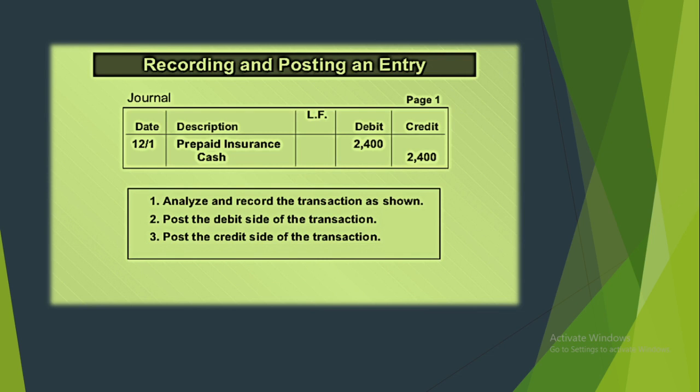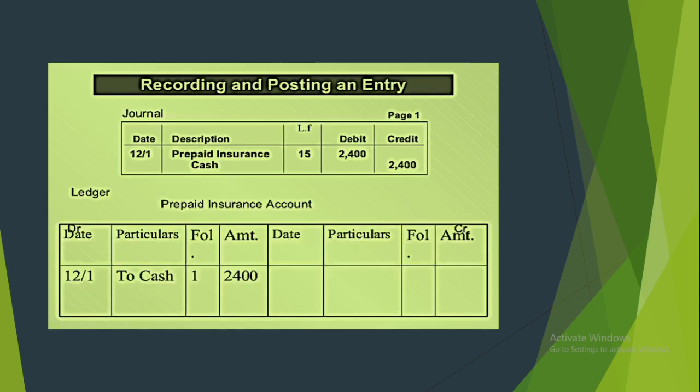Recording and posting of an entry. Like on 12th Jan, prepaid insurance account debited 2400 rupees, cash account credited 2400 rupees, and we have to follow these three steps. Again, here we have mentioned the journal entry, and on the basis of the journal entry we have opened the ledger account, that is the prepaid insurance account.